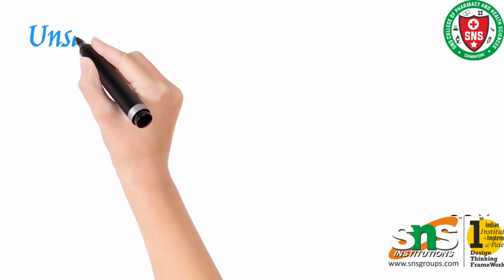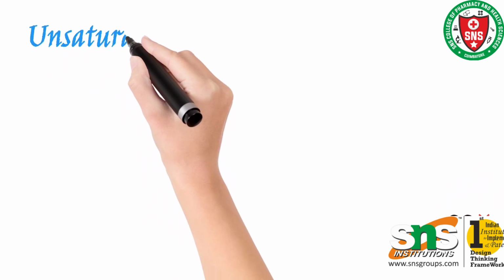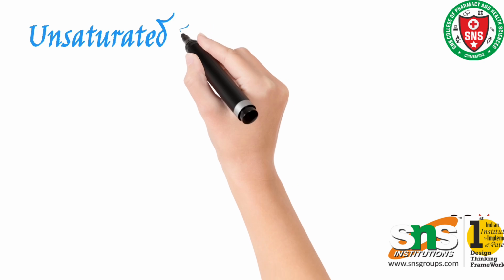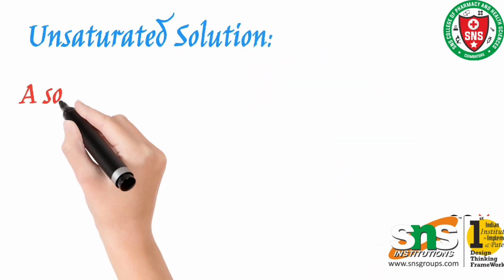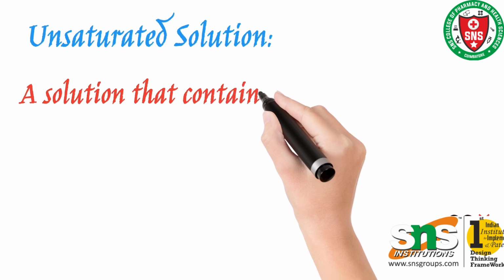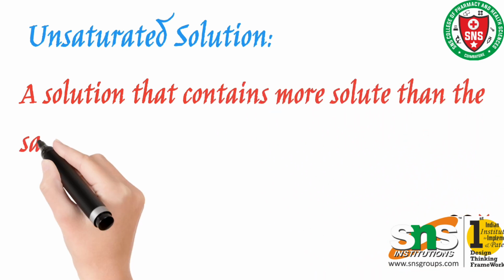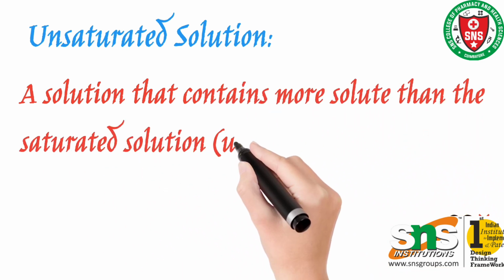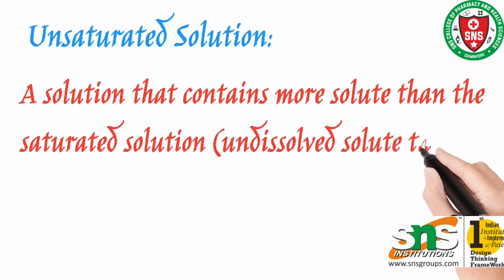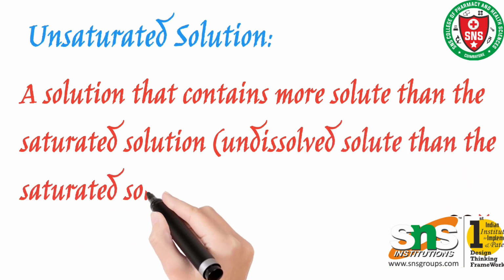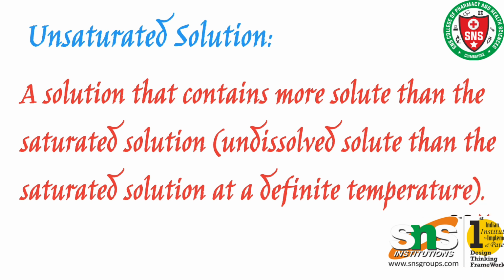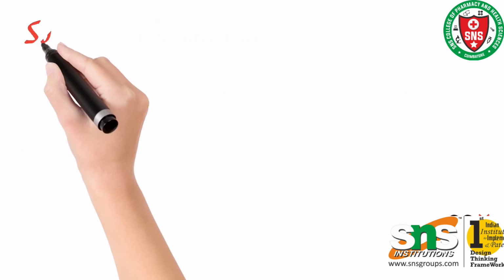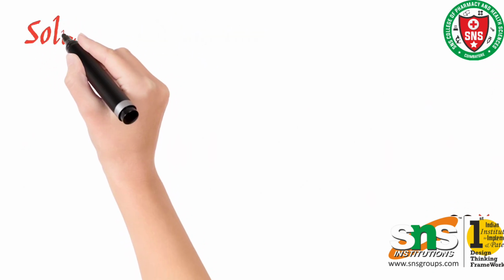And what about an unsaturated solution? It is a solution that contains undissolved solute beyond the saturated solution at a definite temperature. Sugar won't be mixed or dissolved properly in the water, that is an unsaturated solution. I hope you understand the definitions of solute, solvent, saturated solution and unsaturated solution. So next we go to solubility.